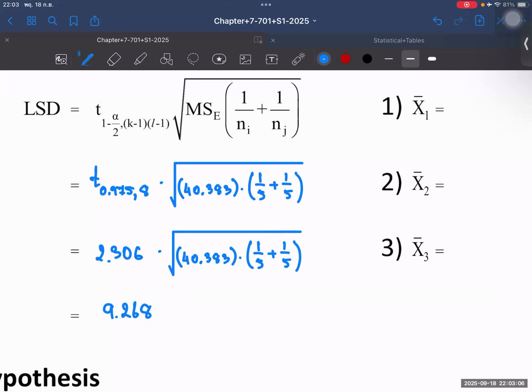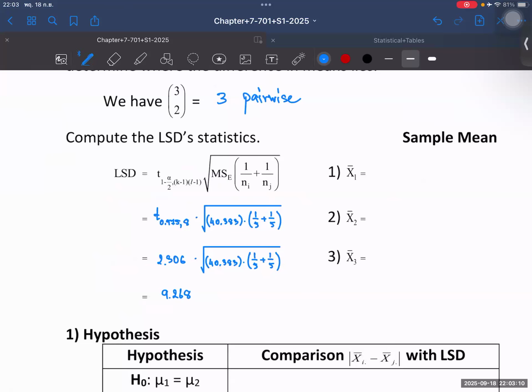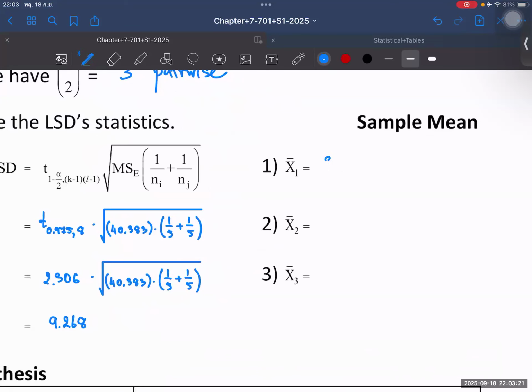Now we calculate the sample mean for each treatment right now. Okay. So I go to find the sum by the column, okay, divided by 5.